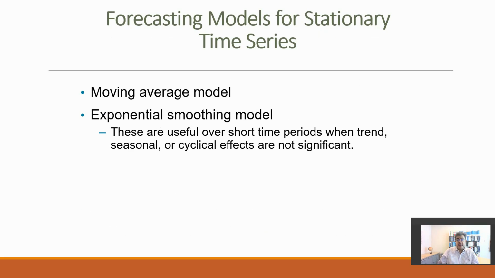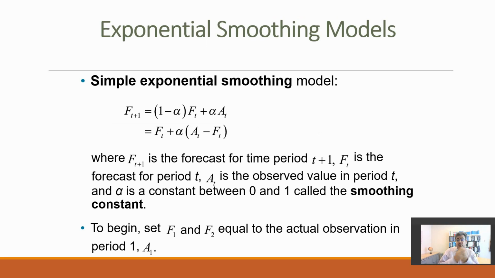And then we have the exponential smoothing model or moving average, very good for short time periods. We will go with the simple exponential smoothing model, where the forecast for T plus 1, for tomorrow or next week or next month, is 1 minus alpha times F_T, the previous forecast, plus alpha times A_T, the actual number of the previous period.